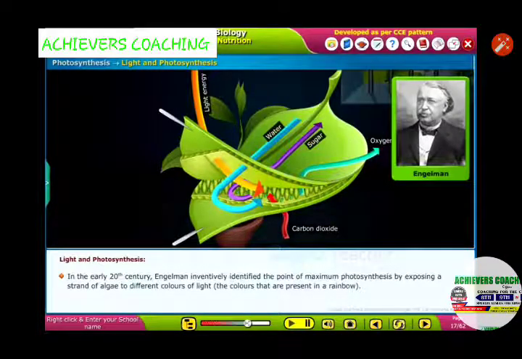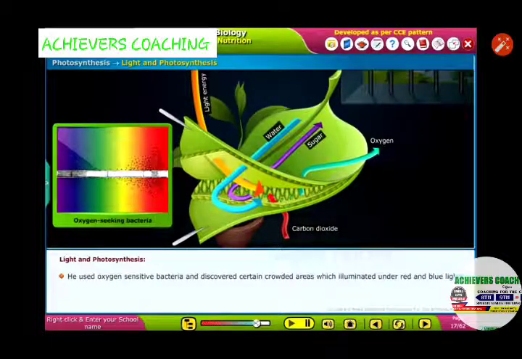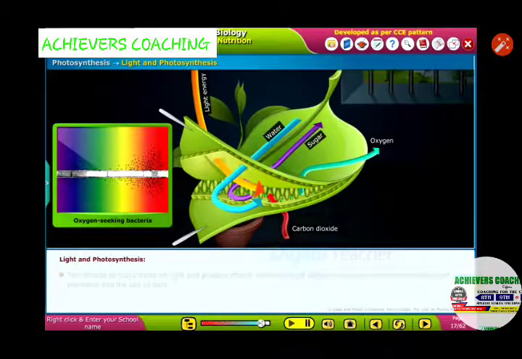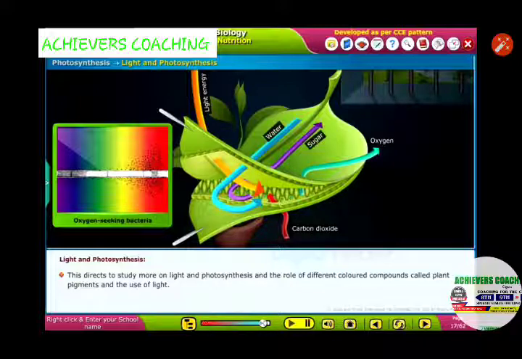In the early 20th century, Engelmann inventively identified the point of maximum photosynthesis by exposing a strand of algae to different colors of light, the colors that are present in a rainbow. He used oxygen-sensitive bacteria and discovered certain crowded areas which illuminated under red and blue lights. This directs to study more on light and photosynthesis and the role of different colored compounds called plant pigments and the use of light. Now, let us do an activity to learn about the production of oxygen during photosynthesis in the presence of sunlight.